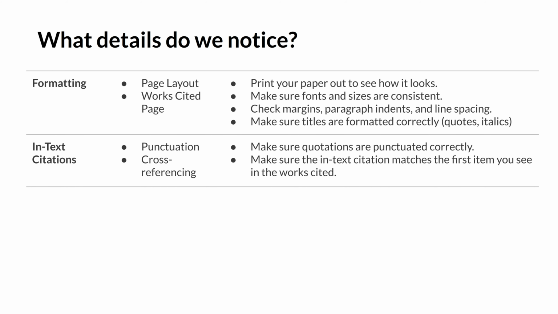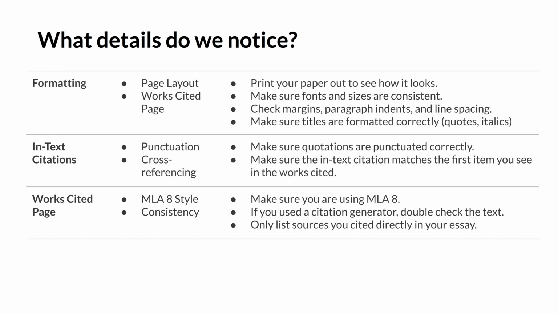You should also pay attention to your in-text citations, and we've talked about this a lot in class, and I have been commenting on this on your drafts. Make sure that your quotations are punctuated correctly, so that means that the closing punctuation usually falls outside of the quote. If there's a comma, that goes inside the quote. And especially make sure you're paying attention to cross-referencing. So make sure that the in-text citation that you have for a source matches the first item that you see in the works cited list.